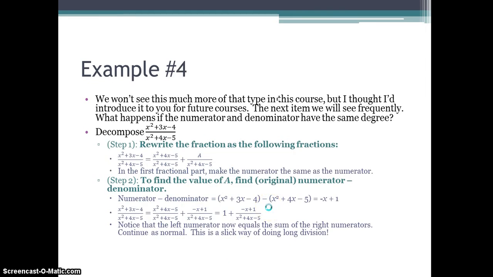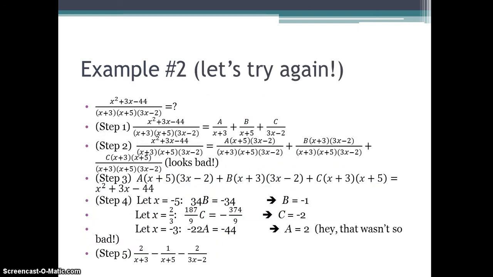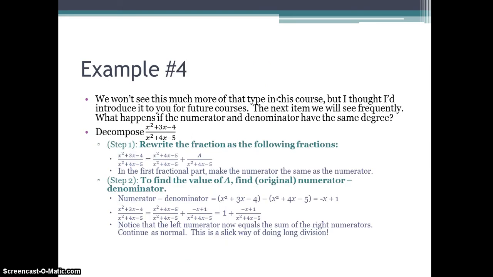Okay, we won't see much of that in this course, but I thought you might want to have a look at it just in case it comes up in future courses. This next item we'll see frequently. If the numerator and denominator have the same degree, or if the numerator is a higher degree than the denominator. You'll notice in the previous examples, like example 2, that the denominator was a degree more than the numerator.